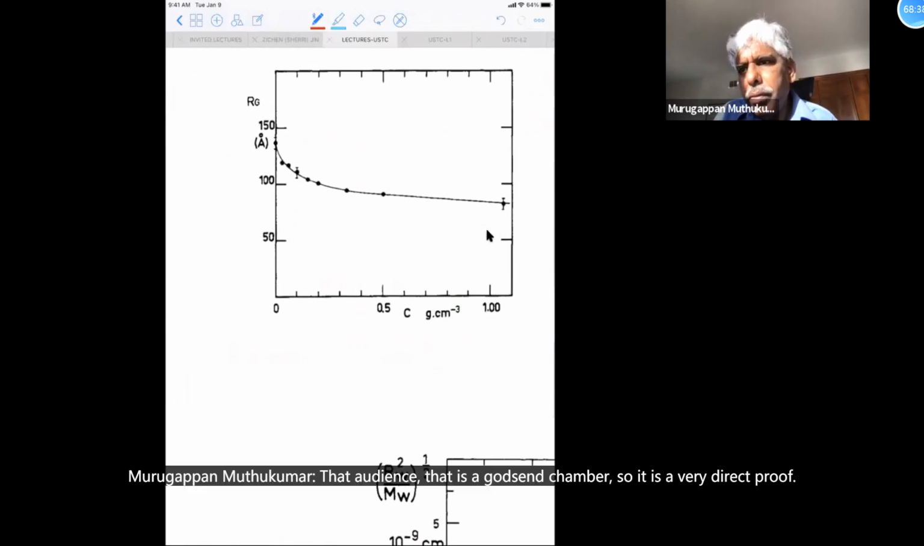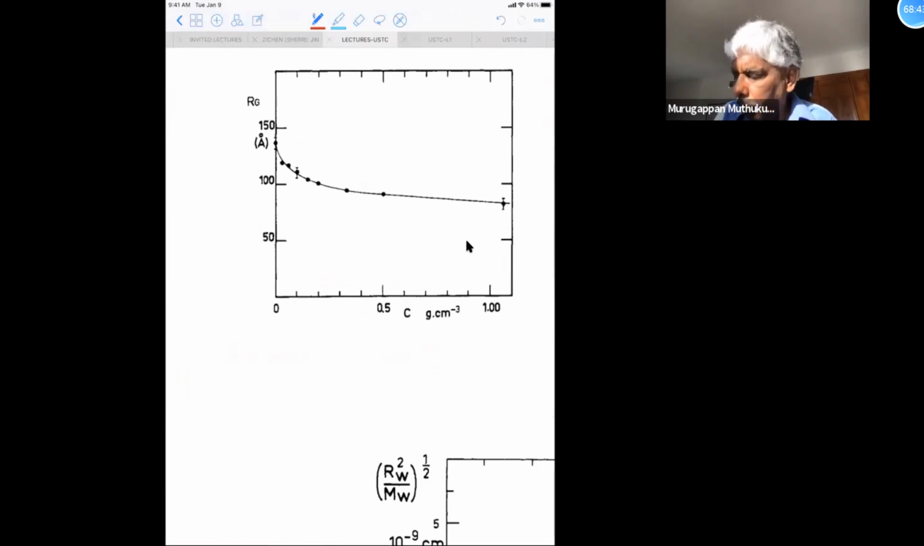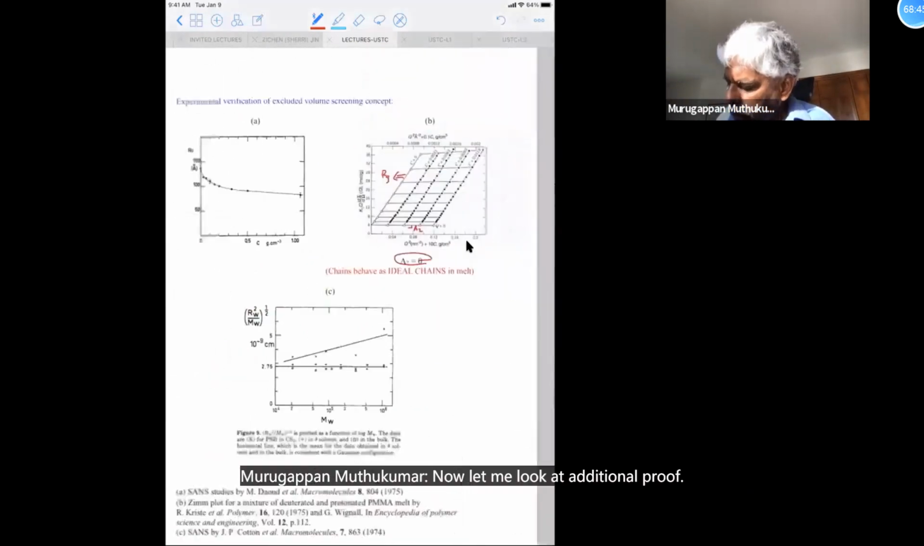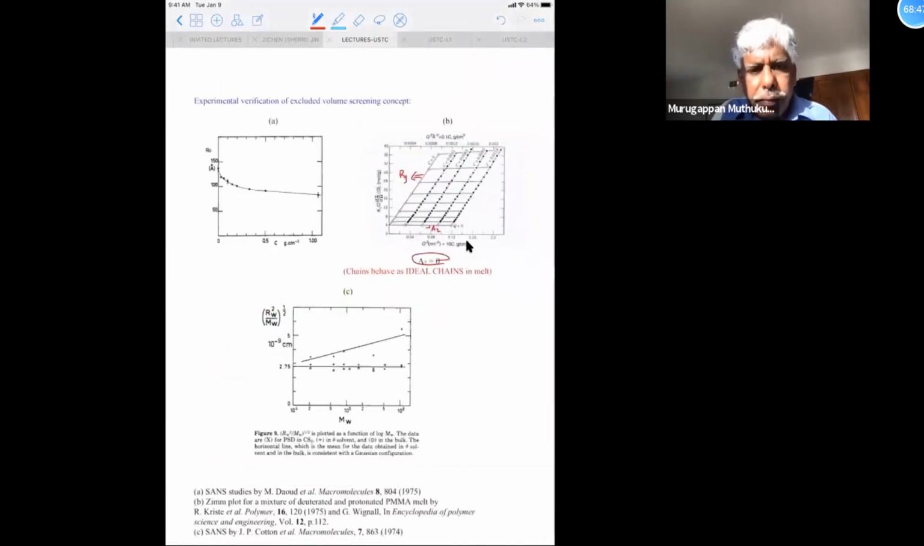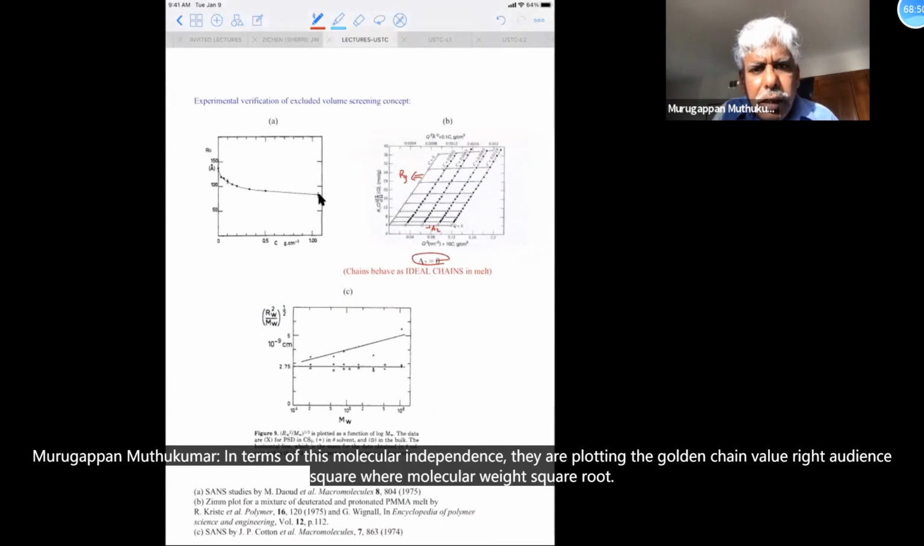That Rg is that number. It's a Gaussian chain, so it is a very direct proof. Right. Now let me look at additional proof in terms of this molecular weight dependence.